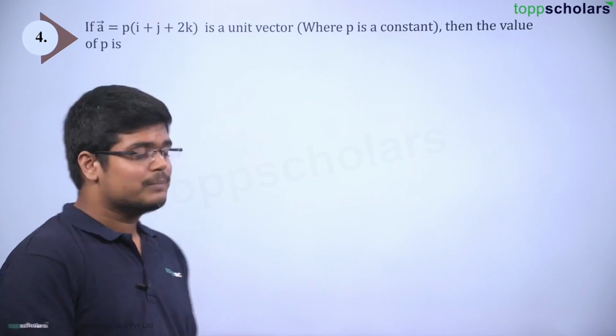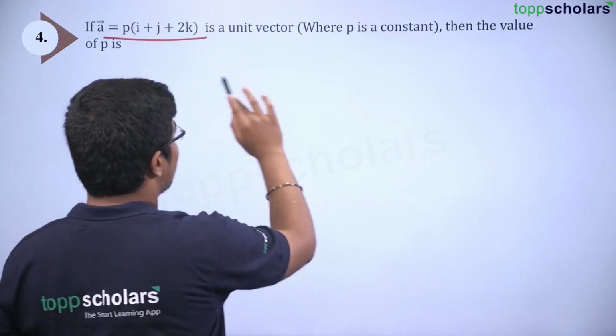The next question that we have is, we have a vector a bar which is a unit vector.